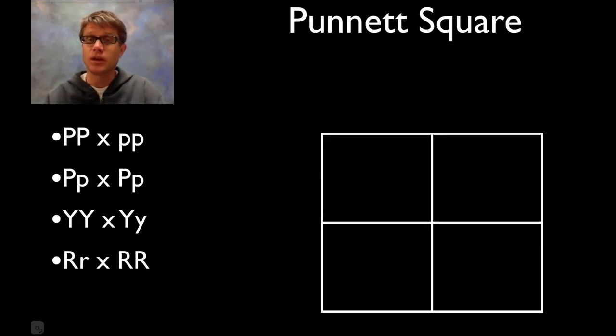Or this one, when I'm mixing round with round, how many genotypes will I get? 2. How many phenotypes am I going to get? I'm just going to get 1. They're all going to be round.